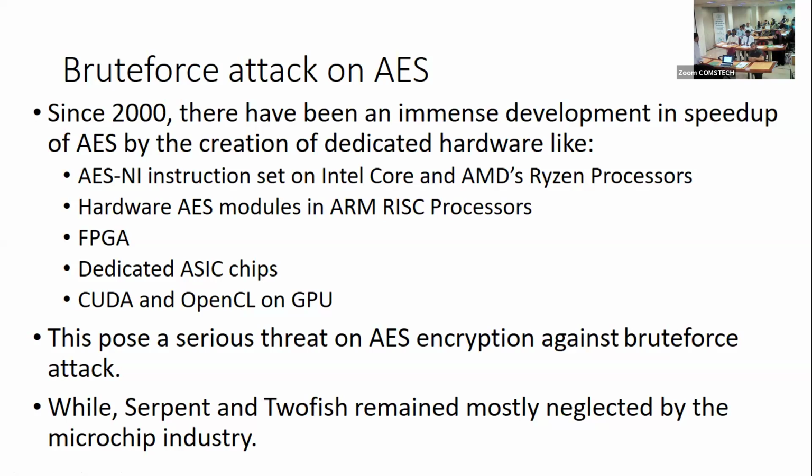Now, if you can speed up AES encryption and decryption, what's the disadvantage? Now you can do a brute force attack even more efficiently. So the faster a cipher is, the more prone it is to a brute force attack. So AES is its own enemy. On the other hand, Serpent and Twofish have remained mostly neglected by the microchip industry, so they are not implemented very nicely in hardware.